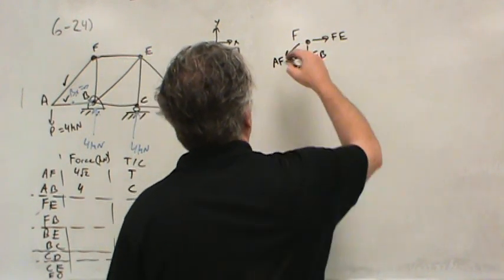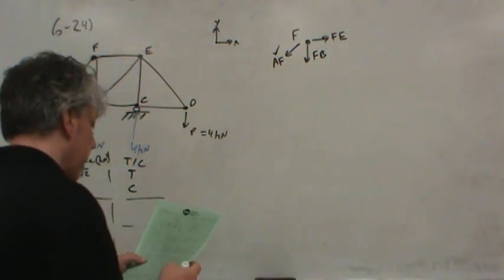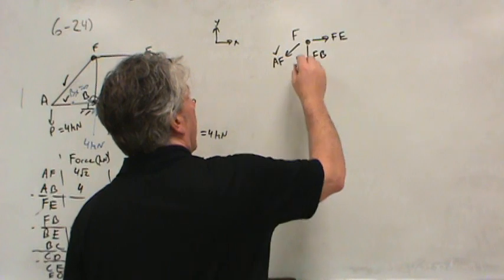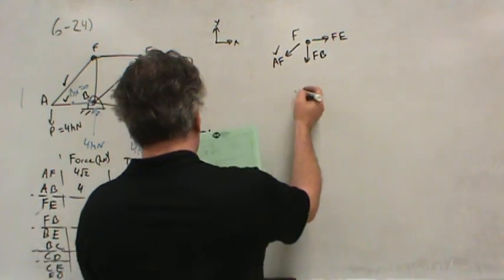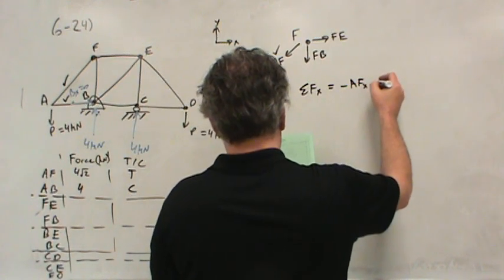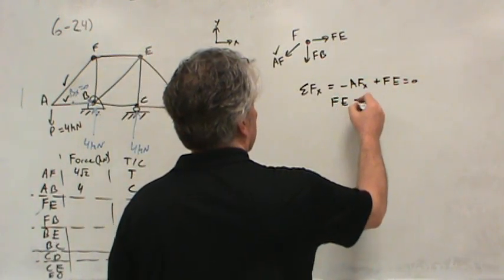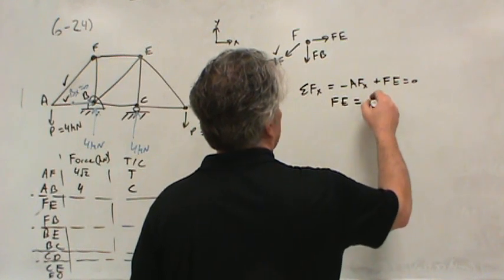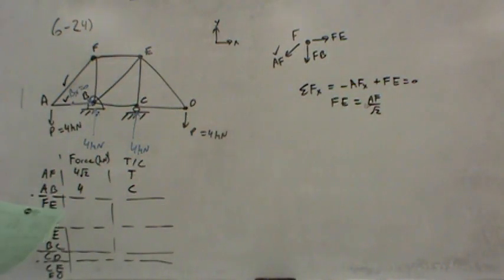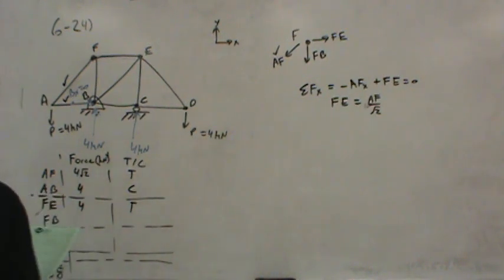Okay, so notice F is an easy one because we already know AF, and so there are only 2 unknowns, FE and FB. Now it should be fairly apparent that the horizontal component of AF and the vertical component of AF are equal to FE and FB respectively, but let's write it out. Sum of forces in the horizontal direction, negative AFX plus FE equals 0. And so FE is just positive AF over root 2. AF is 4 times root 2, so FE comes out to 4 kilonewtons. And since it's a positive thing, it must be in tension.